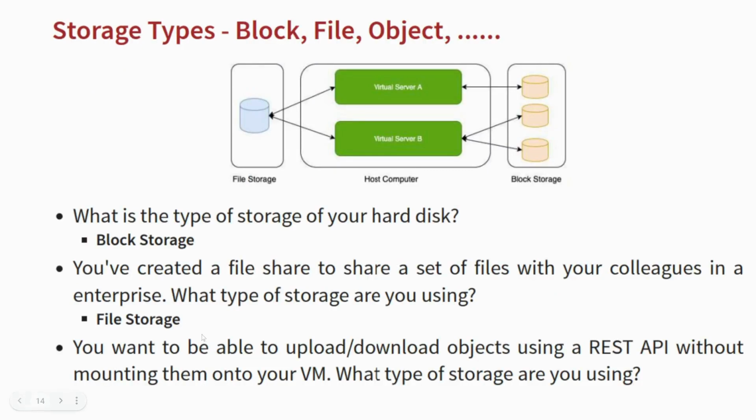Next, we have object storage. Object storage is used for managing the data as objects, which can be accessed through REST APIs. This method is ideal for scalable and cloud-based systems, for example, uploading or downloading files on platforms like Google Drive or Amazon S3. All right, so these are the different types of storage we have inside Azure: block storage, file storage and object storage.